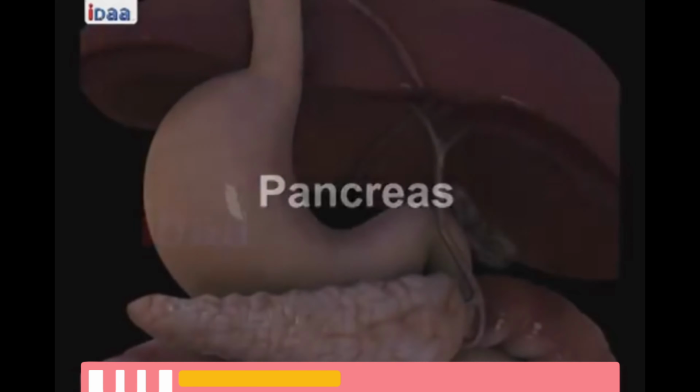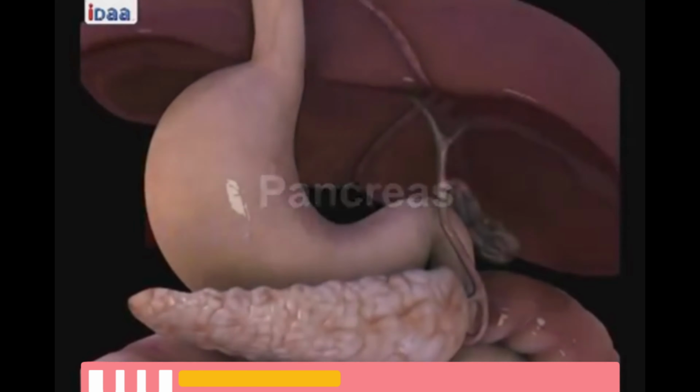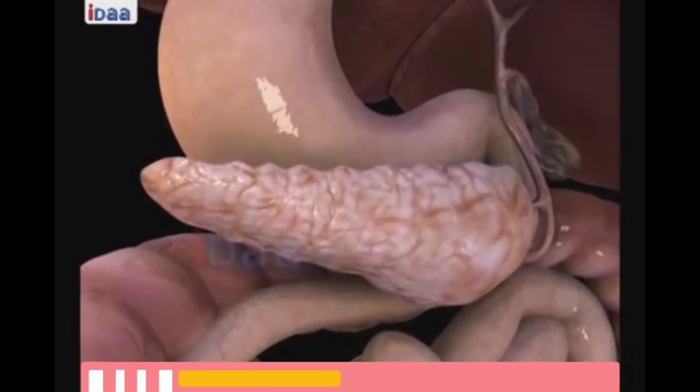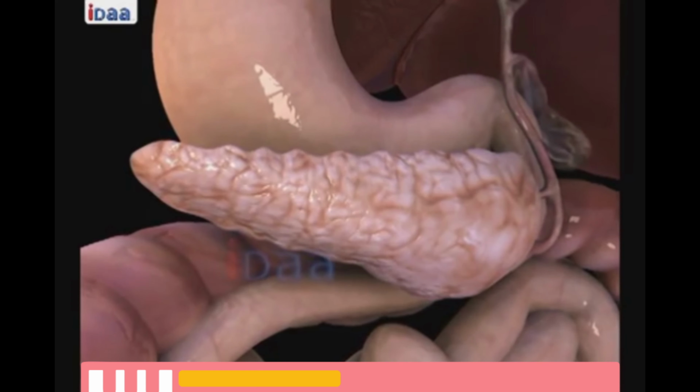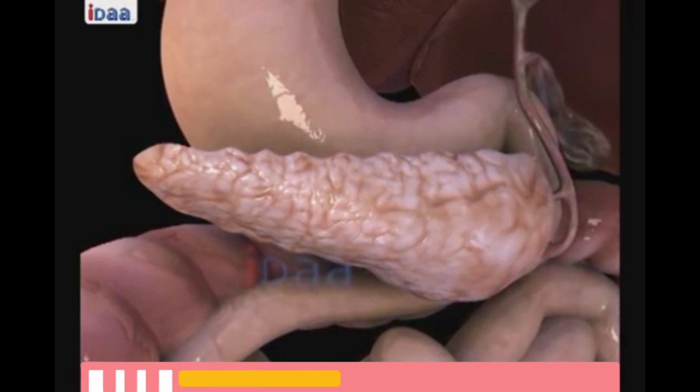Pancreas. The pancreas is a leaf-shaped and cream-colored gland located just below the stomach. It secretes pancreatic juice, which acts and breaks down carbohydrates, proteins, and fats.